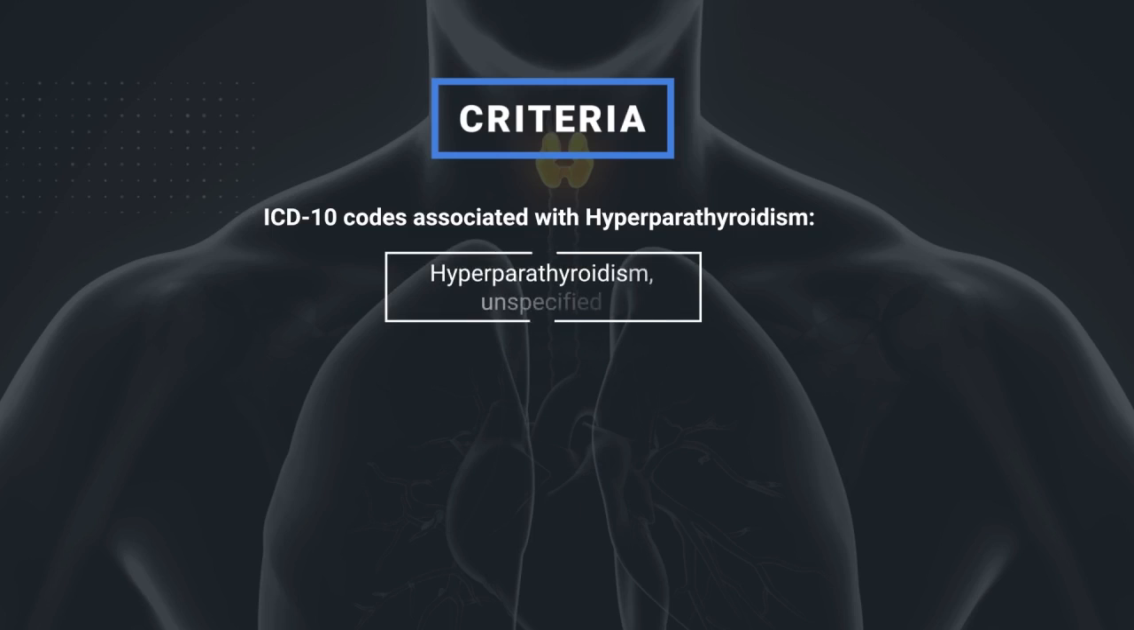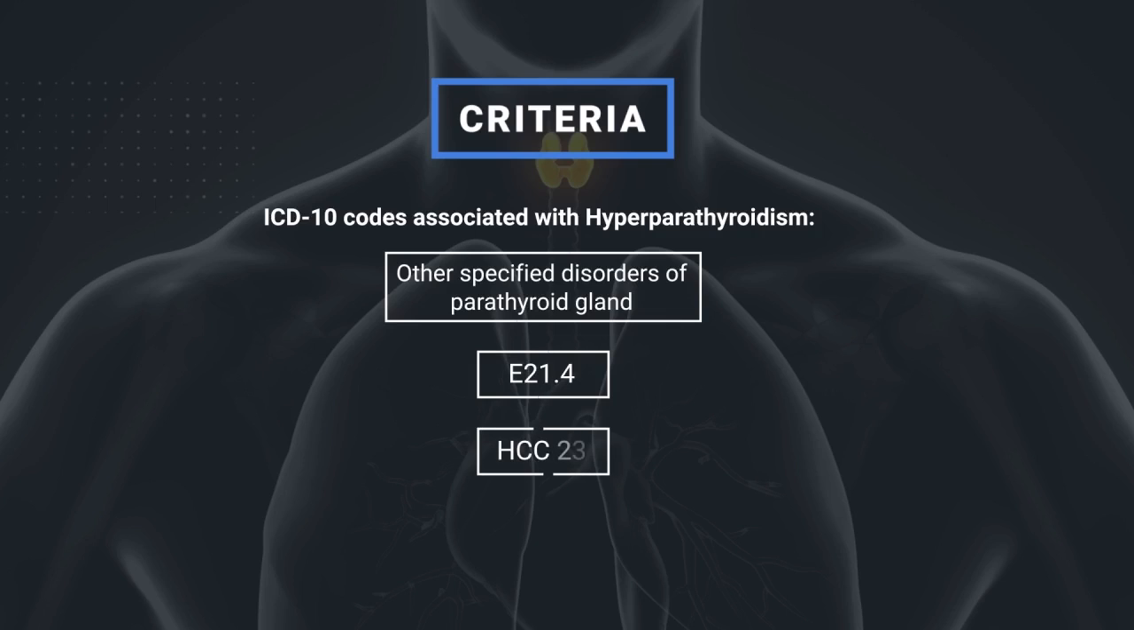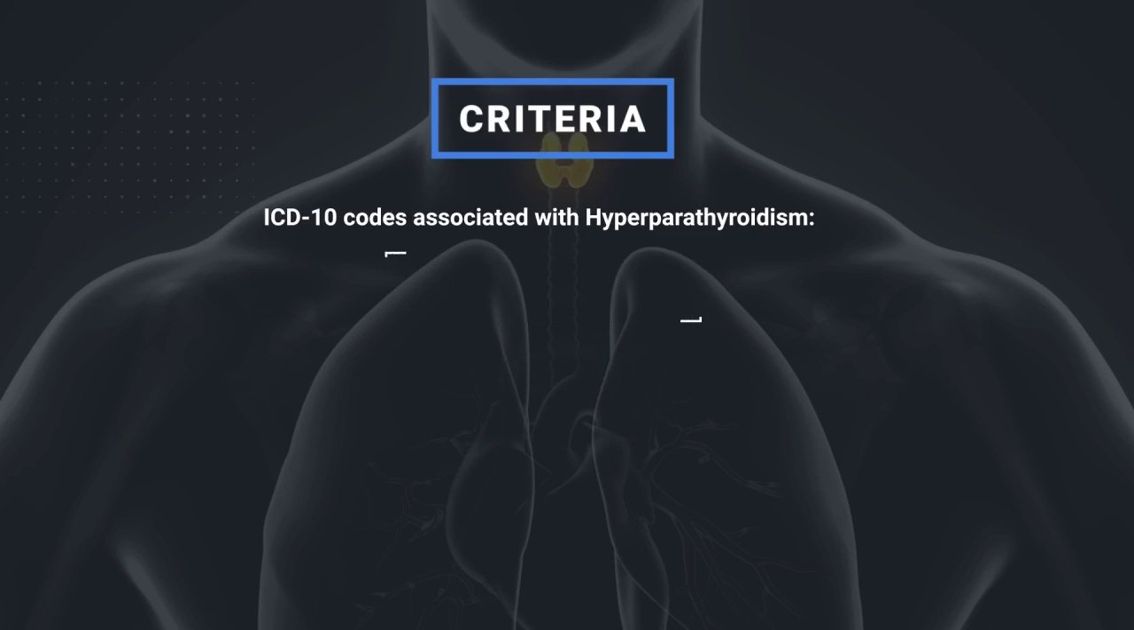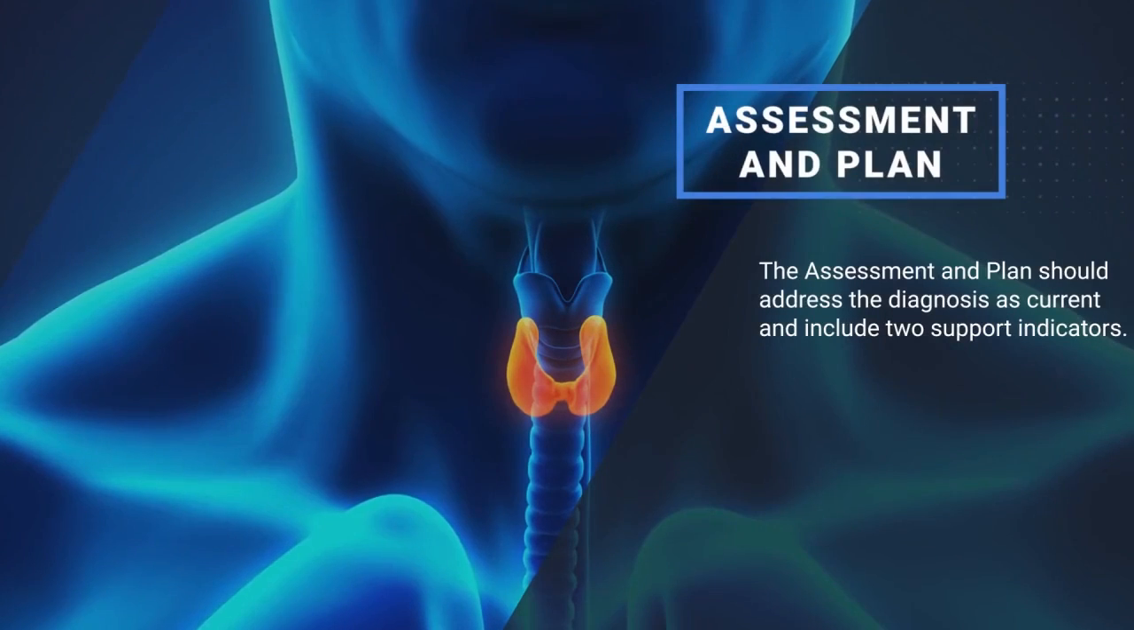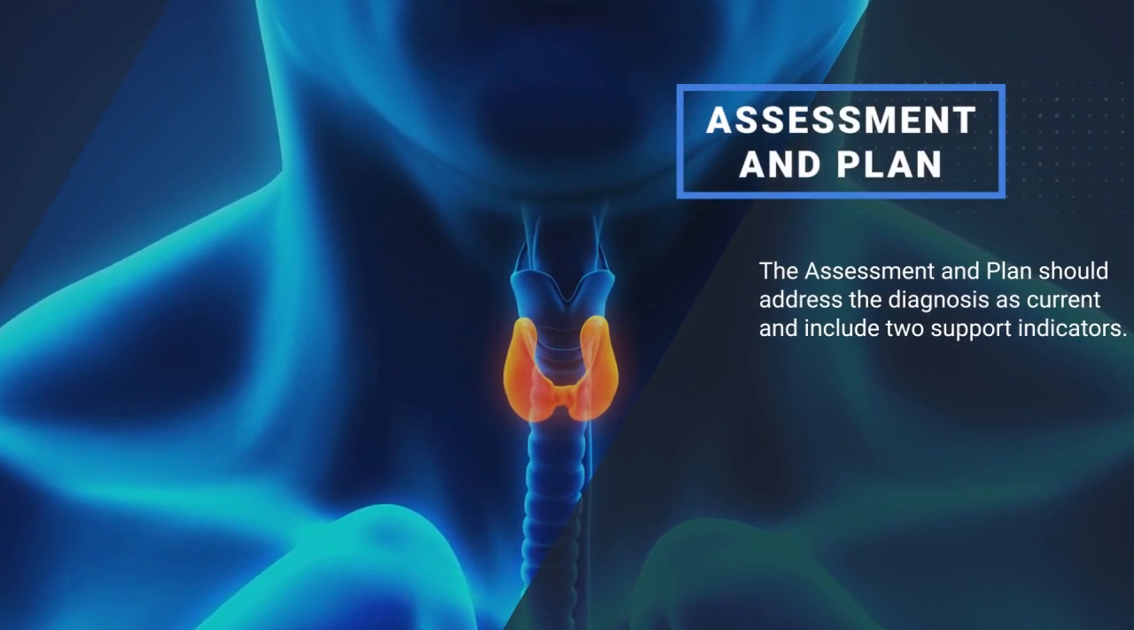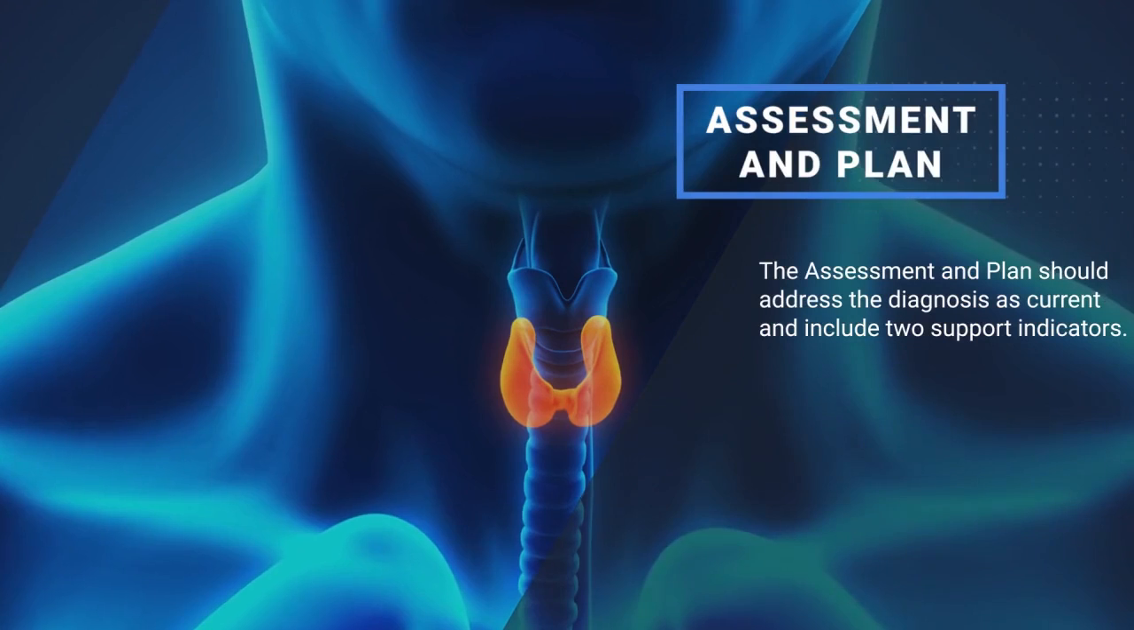For hyperparathyroidism which is unspecified, the code is E21.3 and HCC is 23. For other specified disorders of parathyroid gland, the ICD-10 code is E21.4 and HCC is 23. And lastly, for disorder of parathyroid gland, which is unspecified, the code is E21.5 and the HCC is 23. The assessment and plan should address the diagnosis as current and include two support indicators.